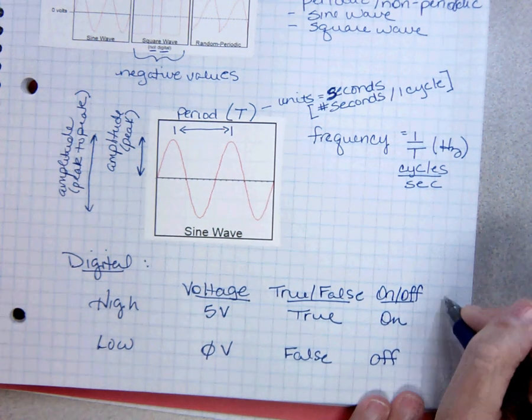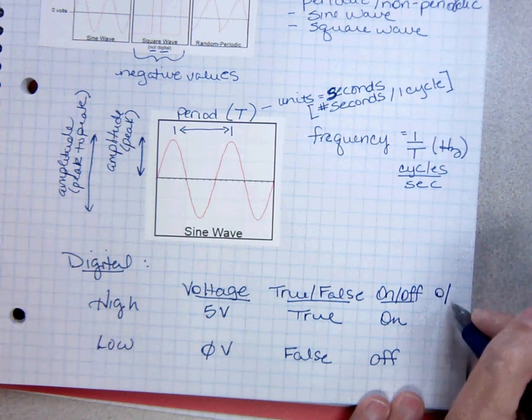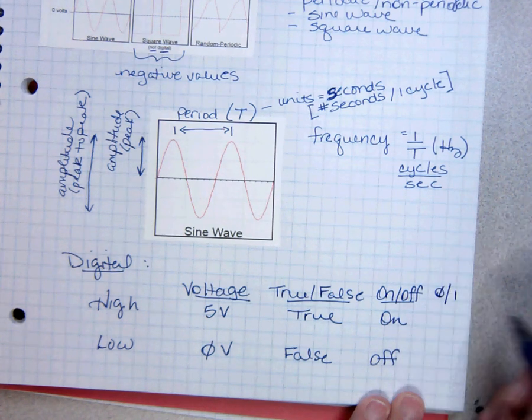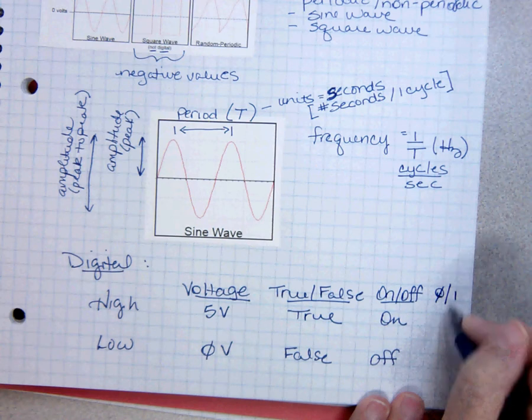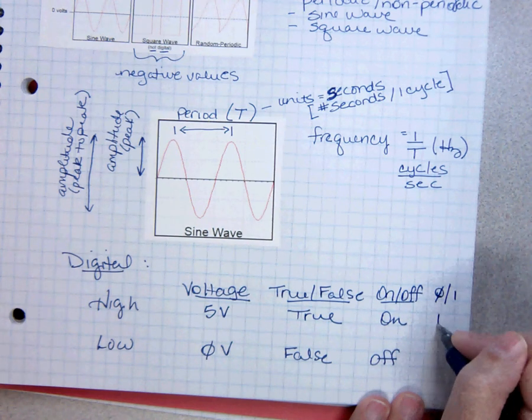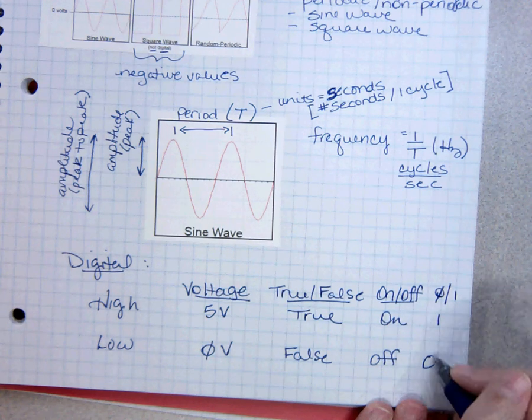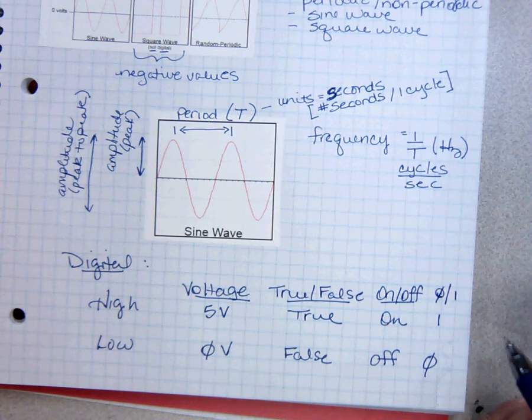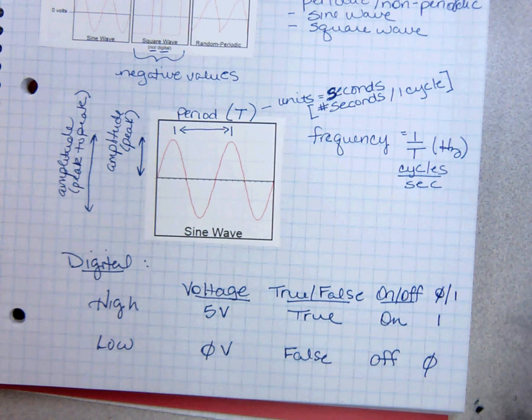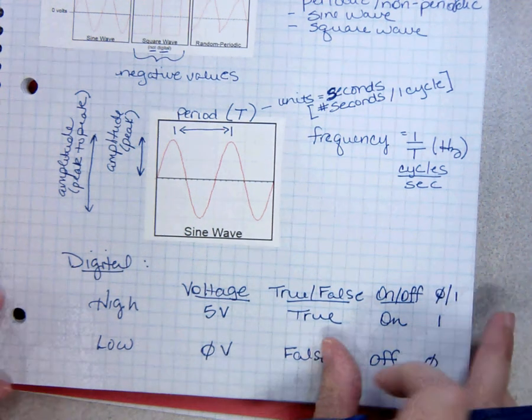And then in the next lesson, we're going to see that we can describe it in binary as a 0 or a 1. The high is a 1, the low is a 0. And I draw my zeros like this so that it's obvious it's a 0 and not the letter O. So you'll see that a lot, and that's why I do it that way.